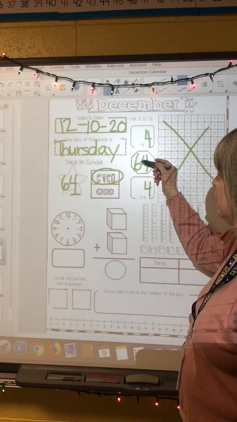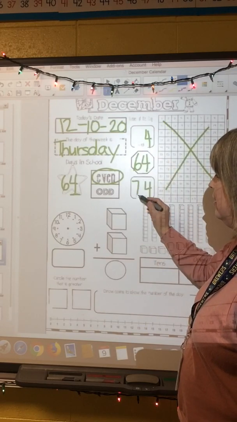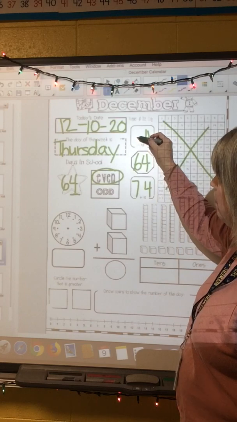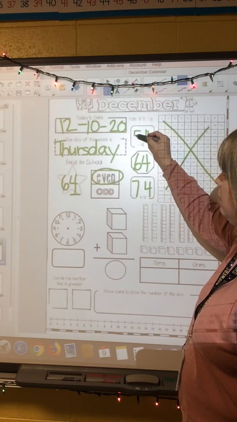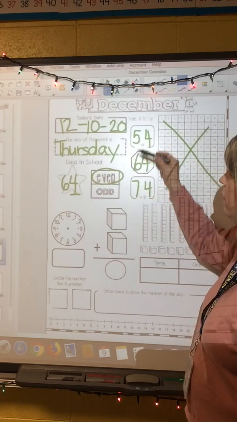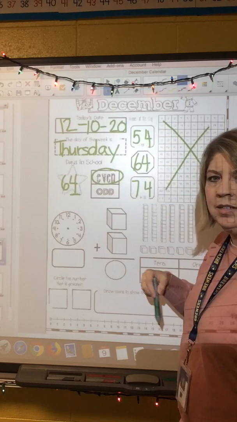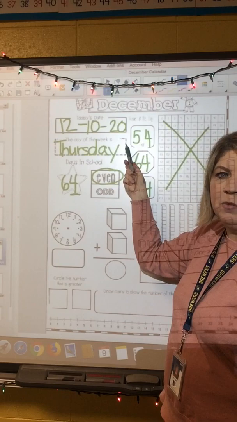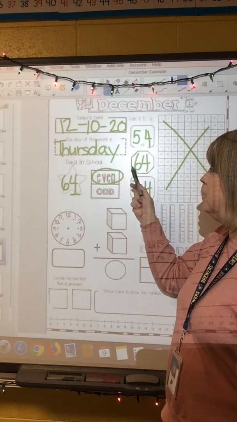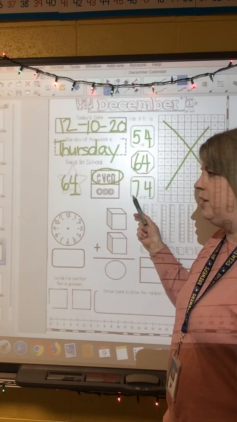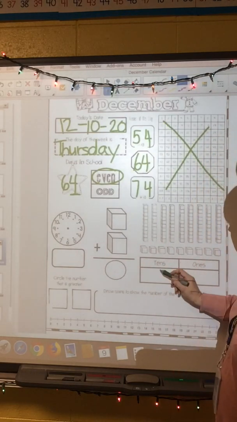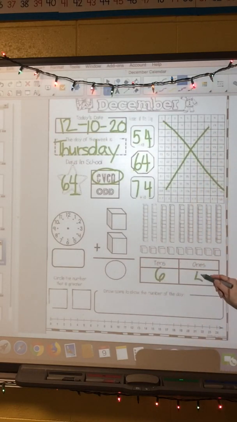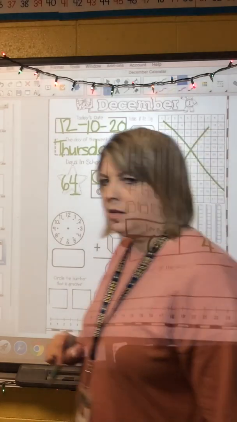So if this is 6, what comes after 6? 7. So now we have to count backwards to find this one. 7, 6, 5. And now they're in order, right? 5, 6, 7. Let's read those numbers together. Read them with me. 54, 64, 74. Do you see the pattern? Very good. All right, come down here and go ahead and do 64 base 10 blocks.